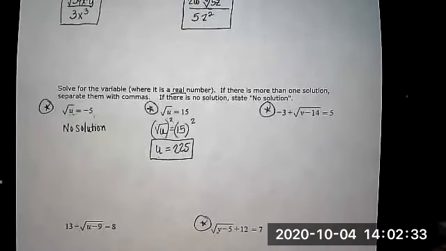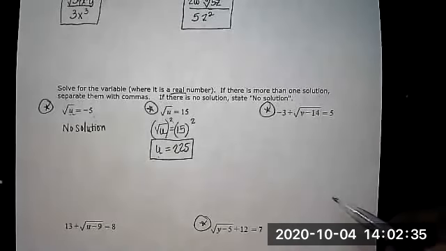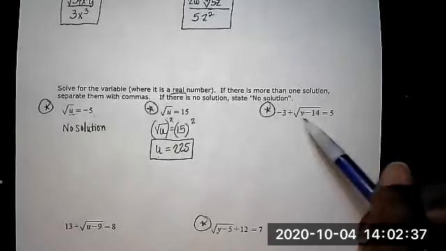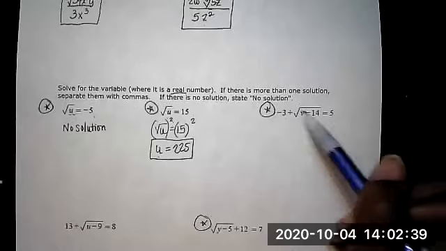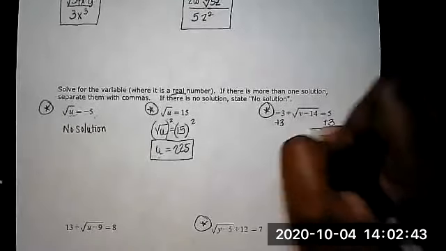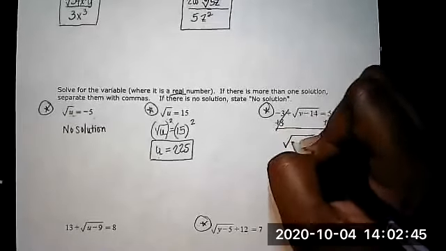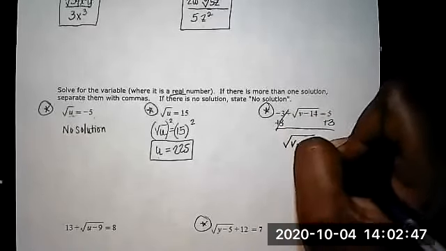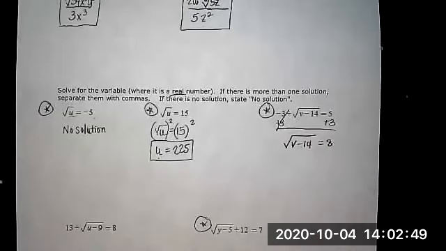So here is a little bit more involved because you have all this little extra stuff. You handle this almost similar to the absolute value. Try to get that square root by itself. So let's get rid of this number. We're going to add 3 to both sides. And we have the square root of b minus 14 equals 5 plus 3, which is 8.